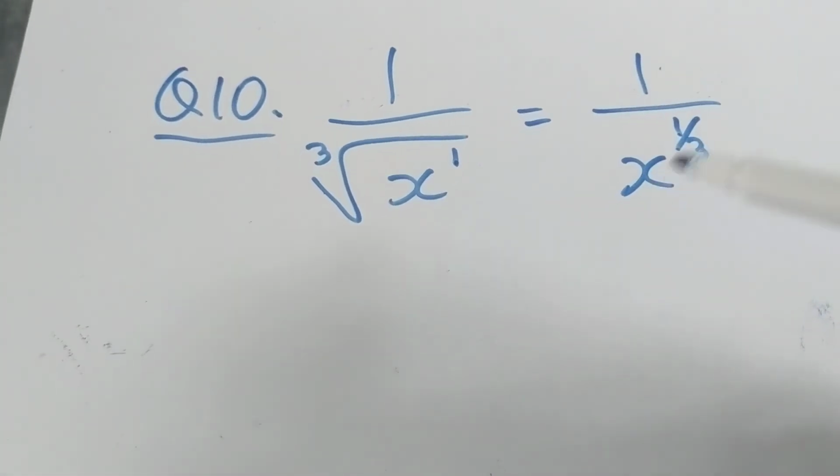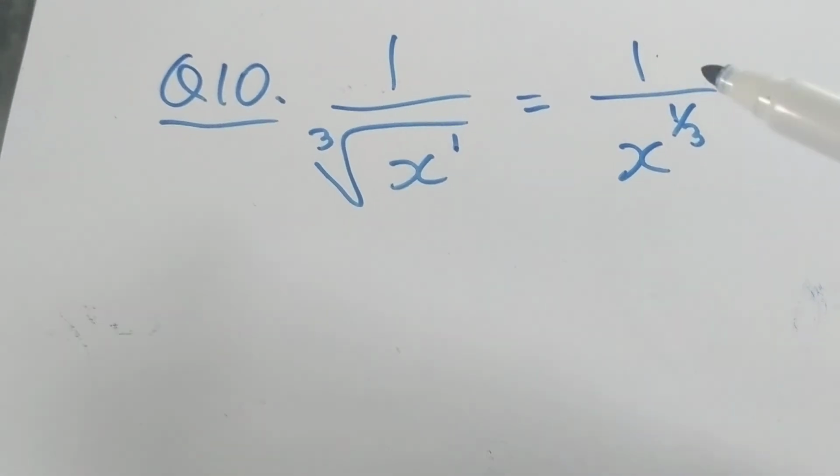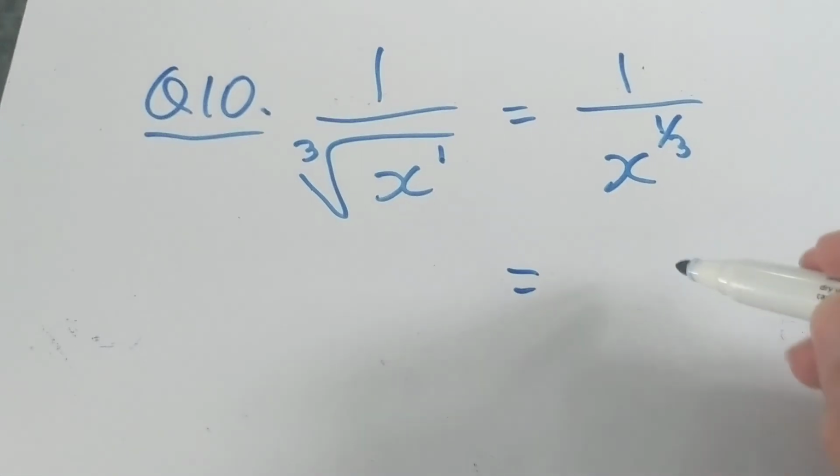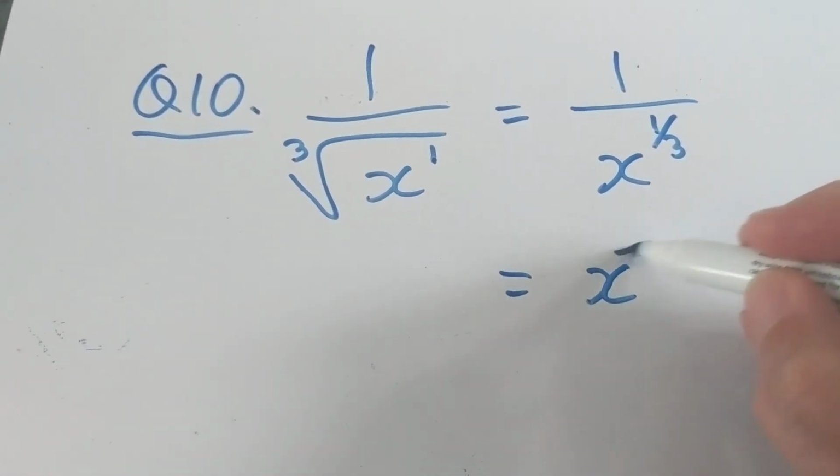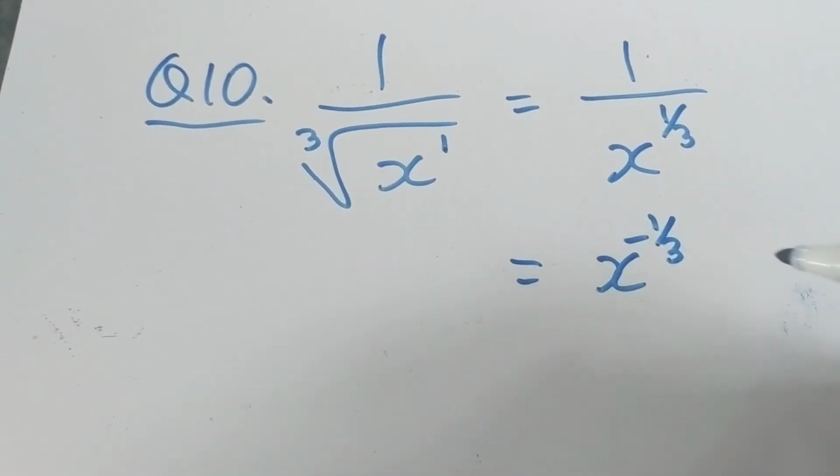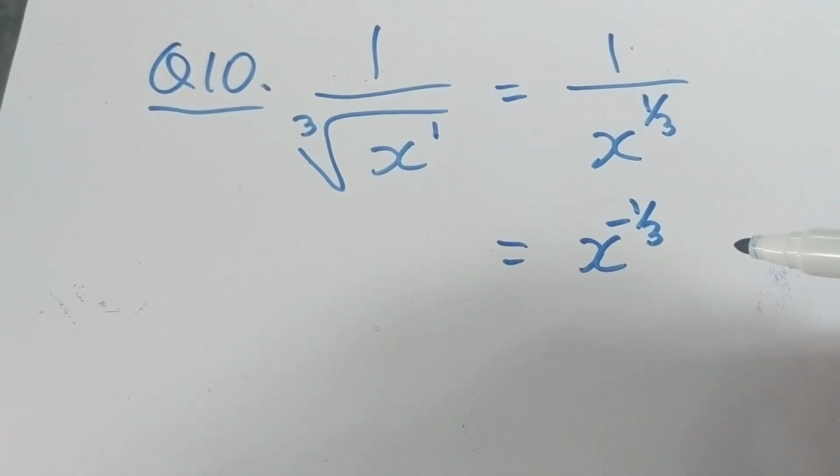Now it's on the bottom of a fraction, we still want this as x to the power of something. If it's on the bottom of a fraction, it means it's got a negative power. So it's x to the power of negative, and the fraction stays the same. So x to the power of negative a third.